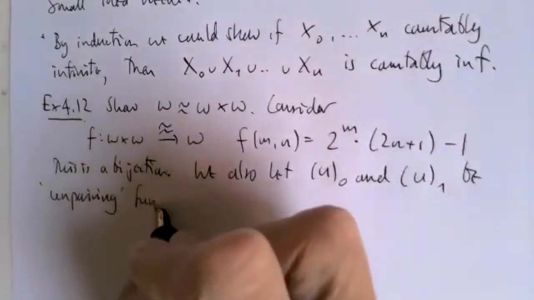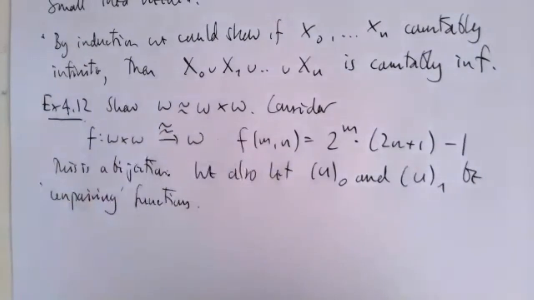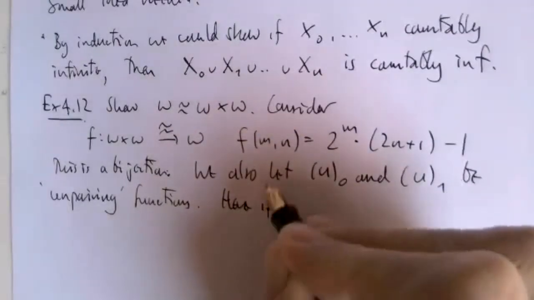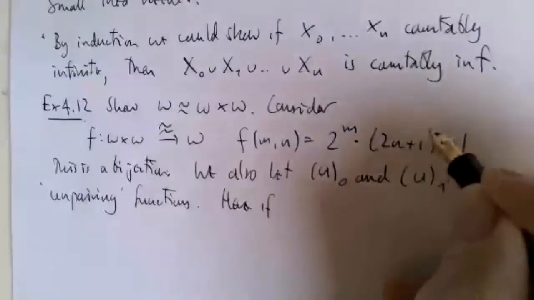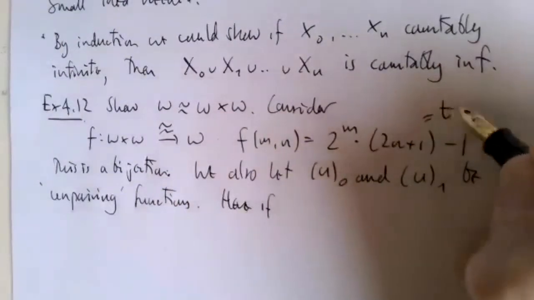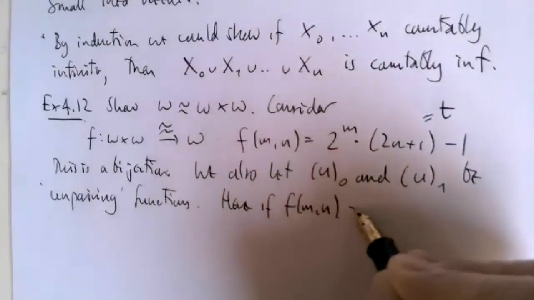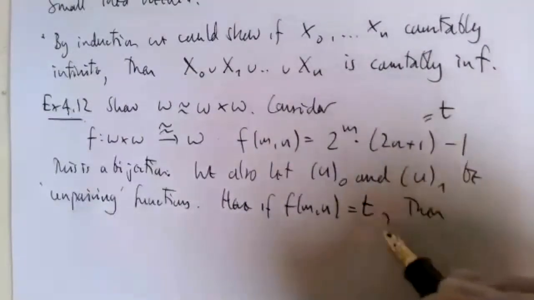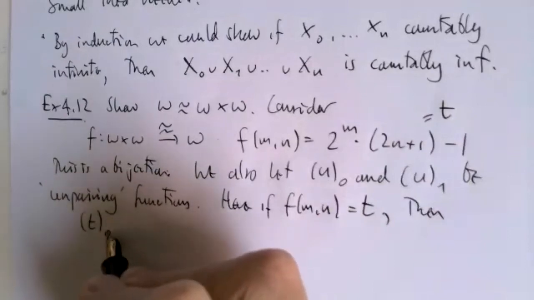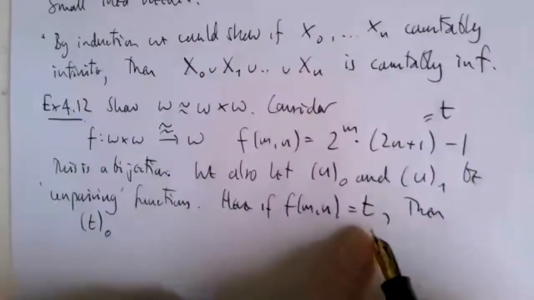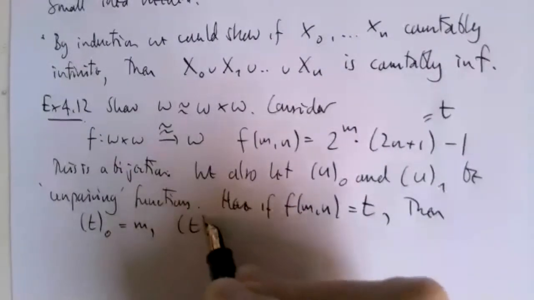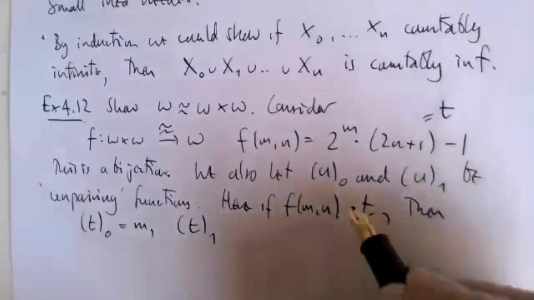So, unpairing functions. In this context, suppose f of m, n equals t, let's call this number t. Then the left-hand element, so to speak, of t is going to be m, and the right-hand element of t is going to be n.